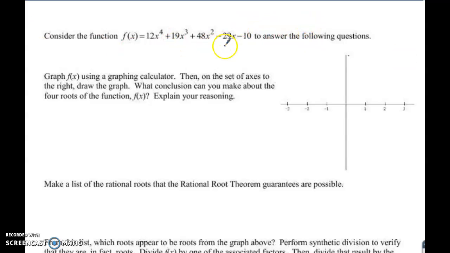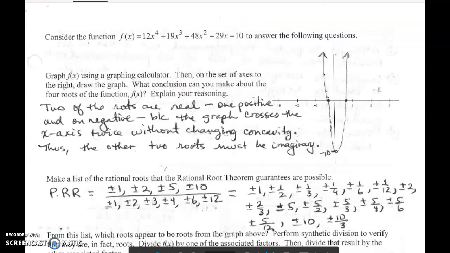So here's another function where they ask you to use a graphing calculator to graph it. So I'm just going to pull up the answer key. Otherwise, I imagine you guys can type this into a calculator. You can use Desmos.com to type it in as well. So here is what the graph looks like. Notice that he also added in that y-intercept of negative 10. You might be asked to do that on the homework or on a test.